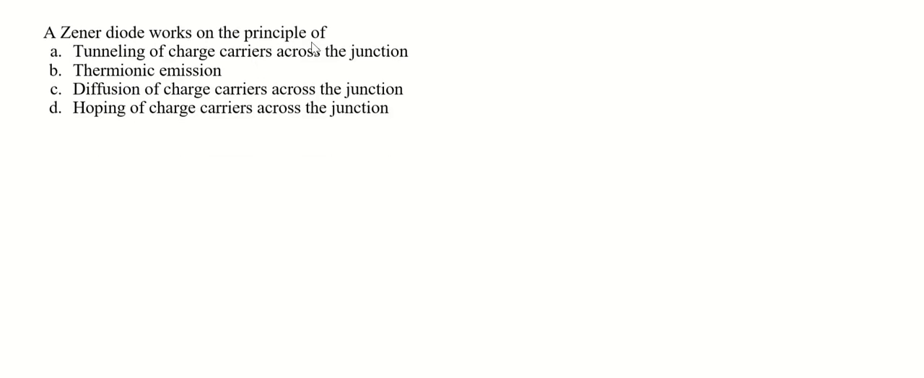The Zener diode works on the principle of diffusion of charge carriers across the junction. So in Zener diode, the carriers are accelerated by electric field. When they collide with the atom, they ionize the atom due to their kinetic energy. Hence avalanche breakdown occurs due to the large increase in the number of carriers.